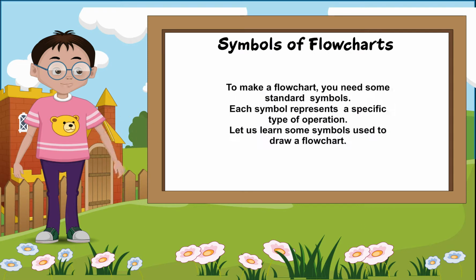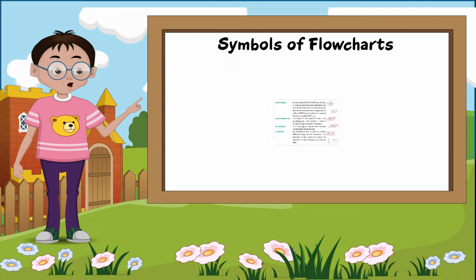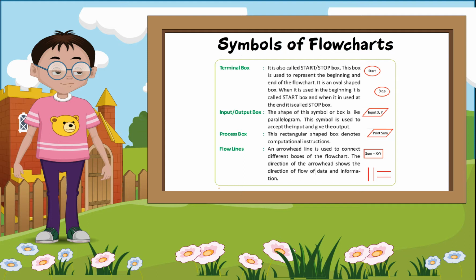Symbols of flowchart. To make a flowchart, you need some standard symbols. Each symbol represents a specific type of operation. Let us learn some symbols used to draw a flowchart. Terminal box. It is called a start-stop box. This box is used to represent the beginning and end of the flowchart. It is an oval-shaped box. When it is used in the beginning, it is called start box. When it is used at the end, it is called stop box.